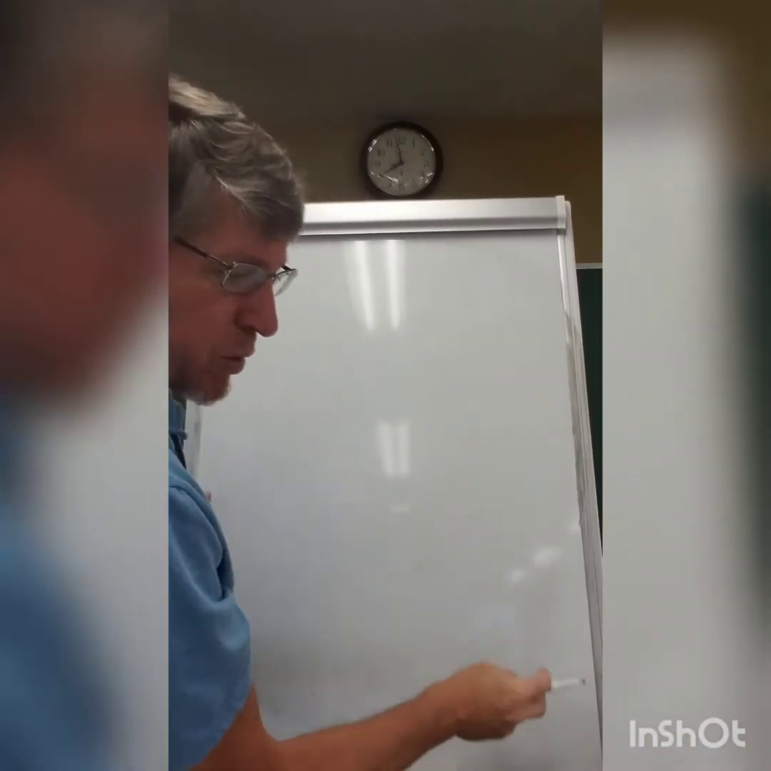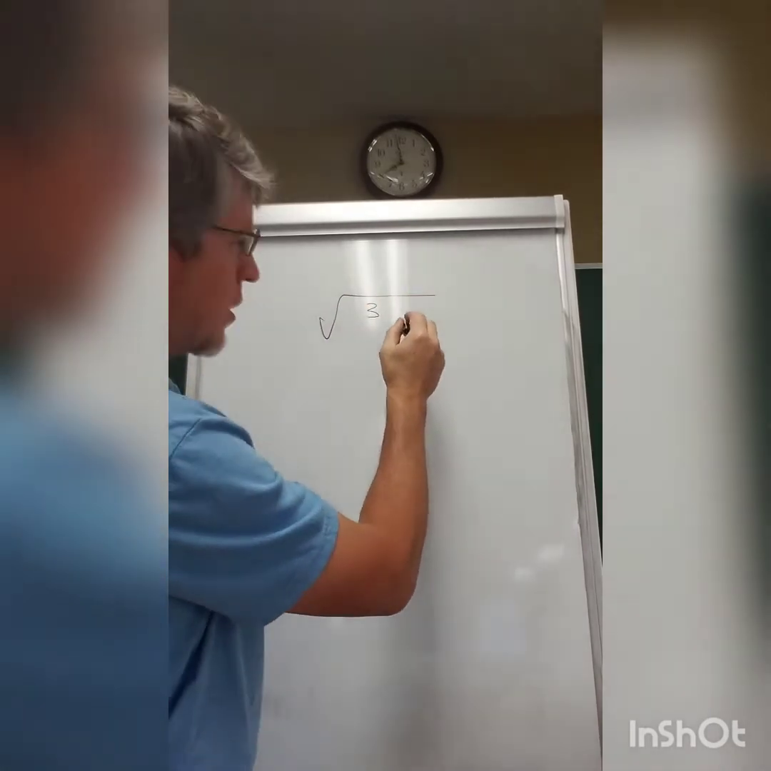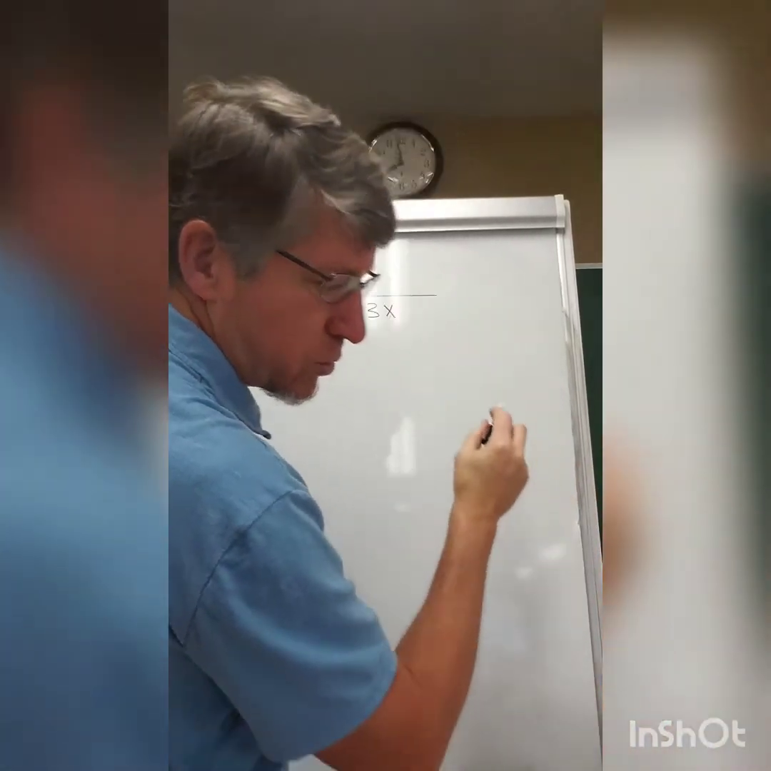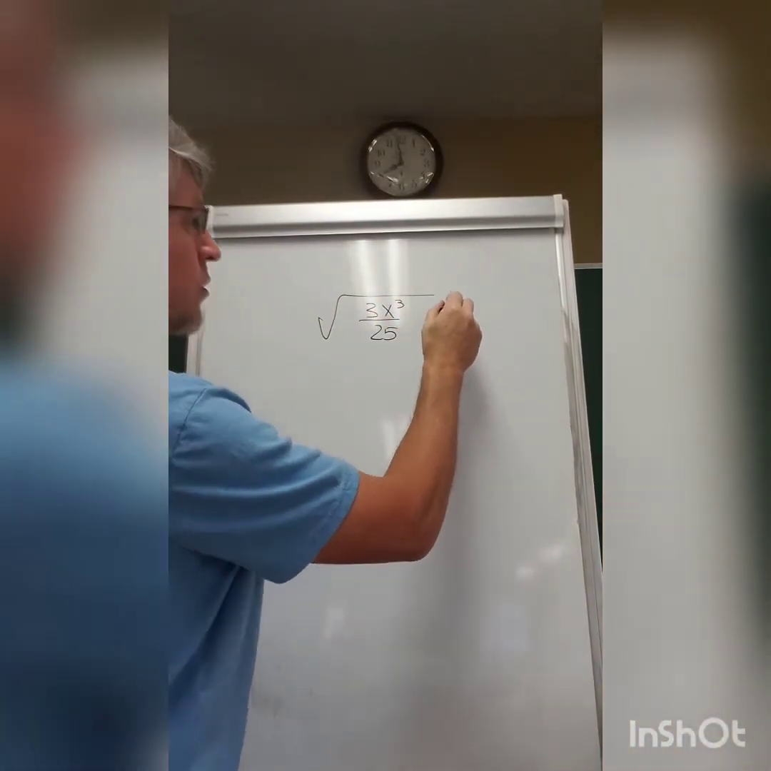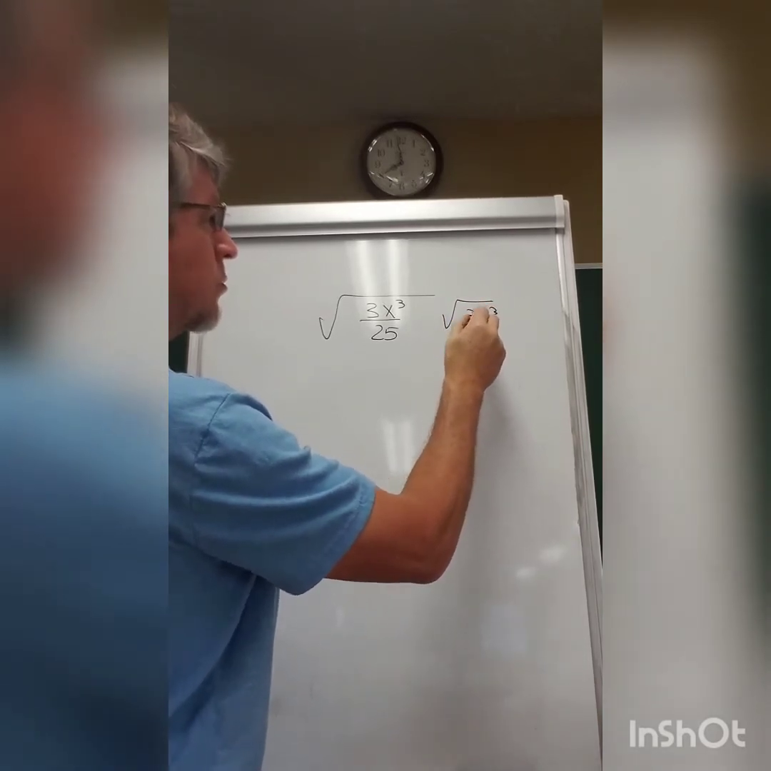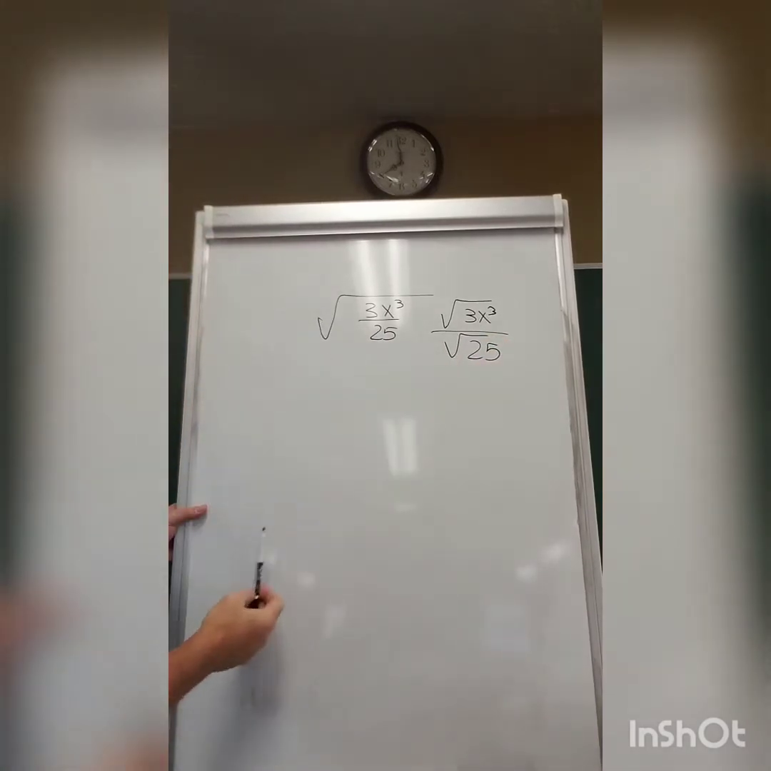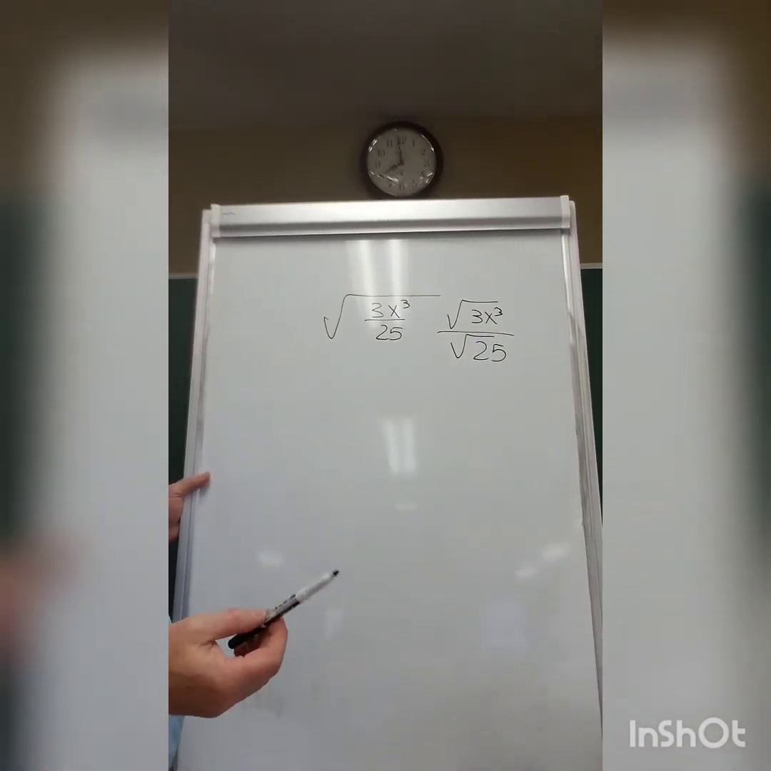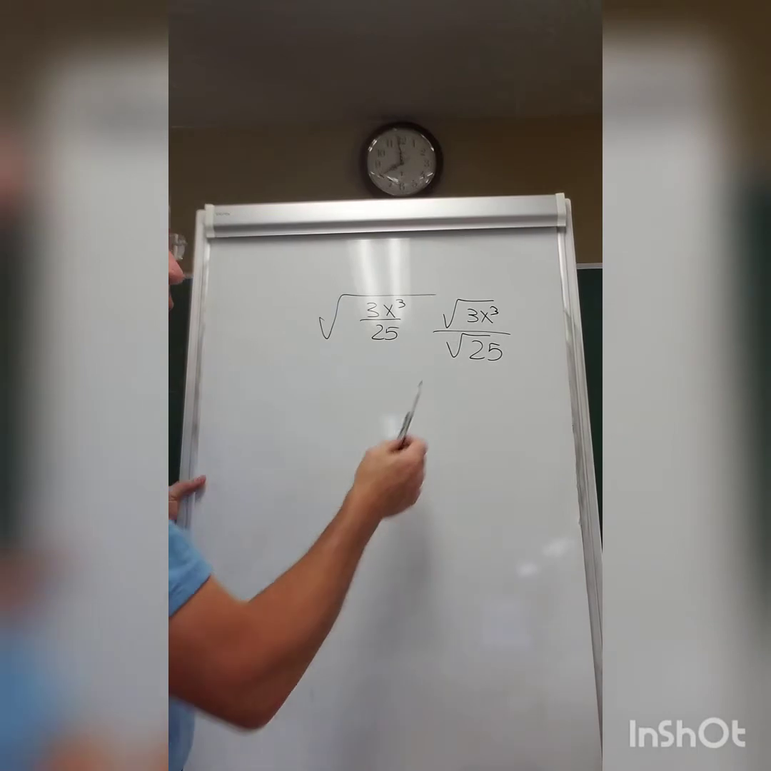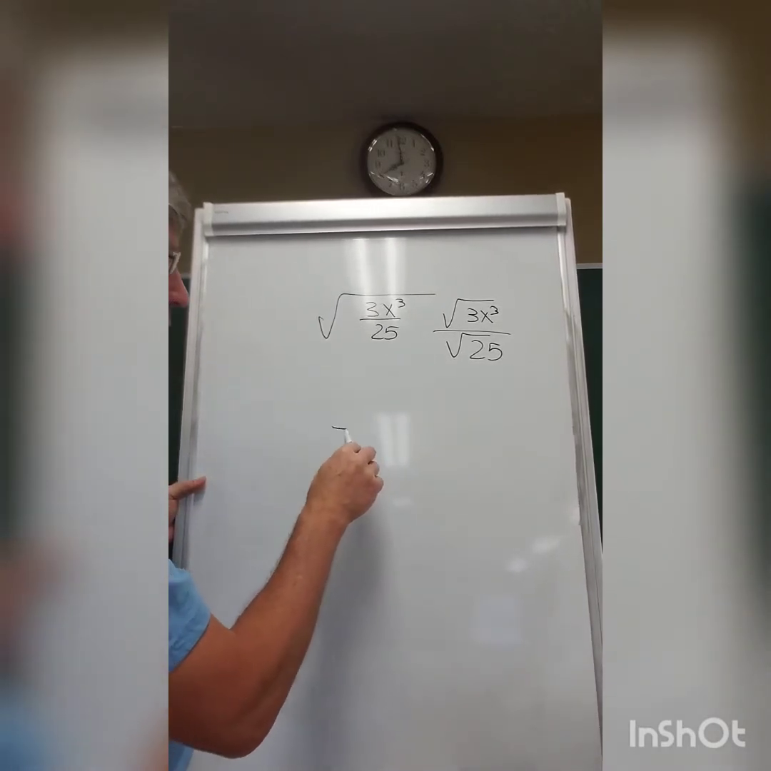And example number 2, right beside that, you have square root of 3x cubed over 25. So again, square root 3x cubed over square root of 25. So the 3 on top is not a perfect square, you can't do anything with it, but x cubed, if an x were squared, it would be a perfect square. So you can actually remove that, okay?